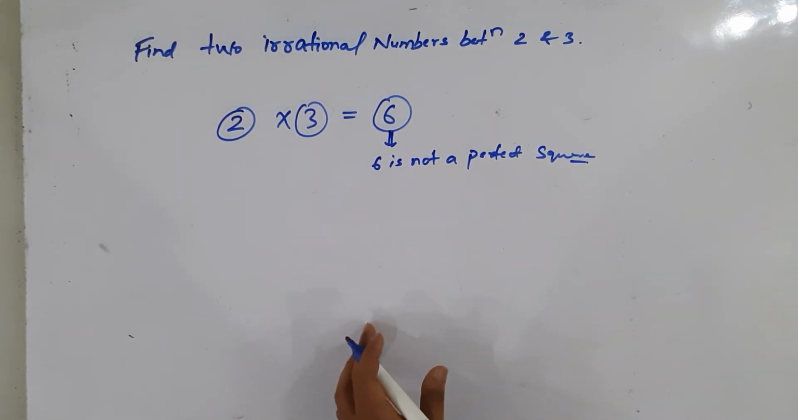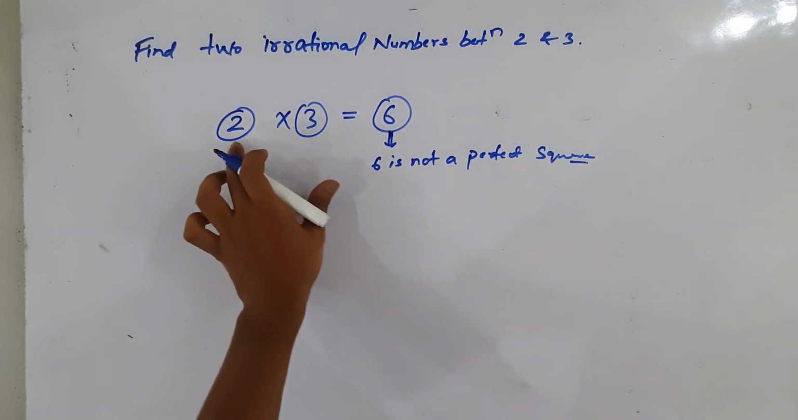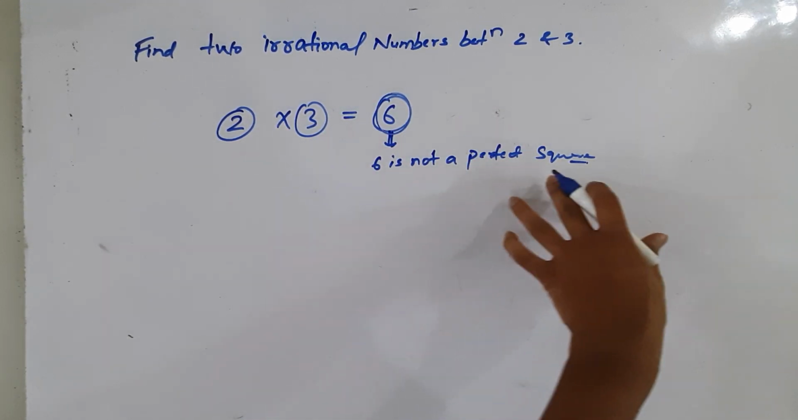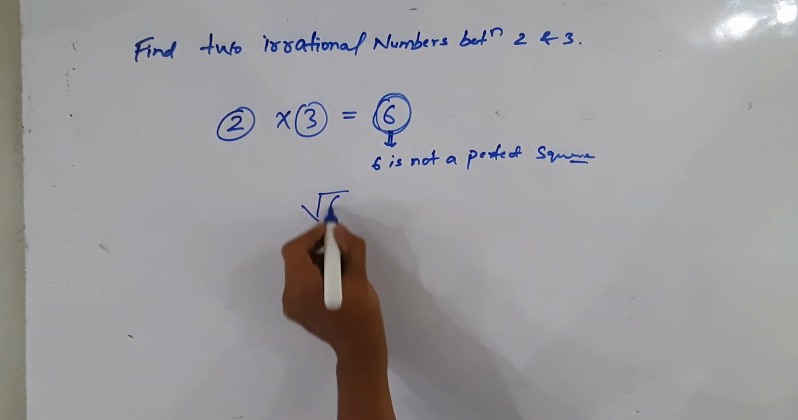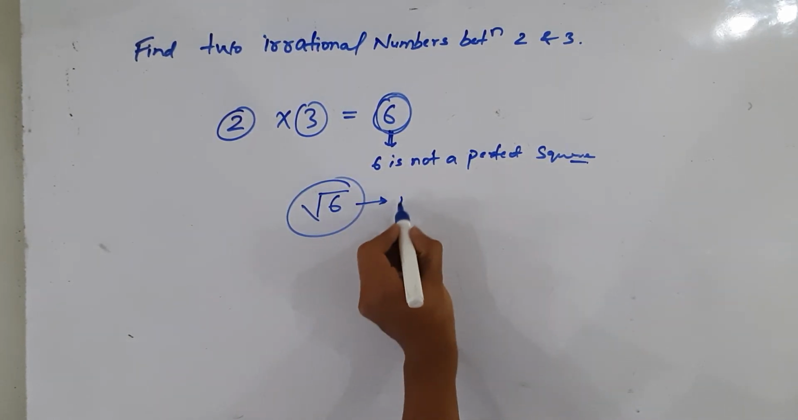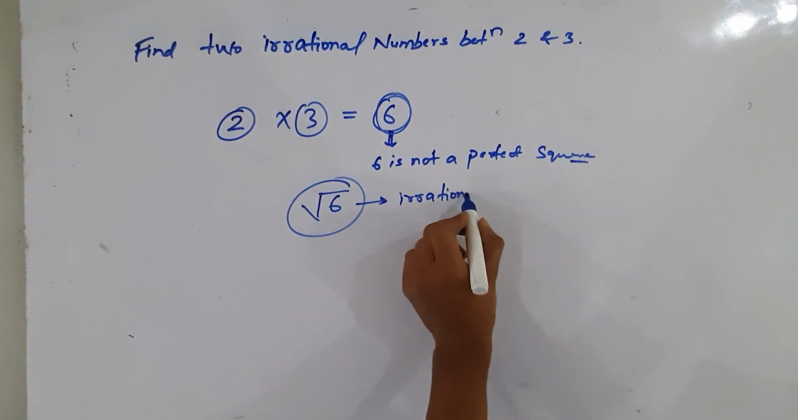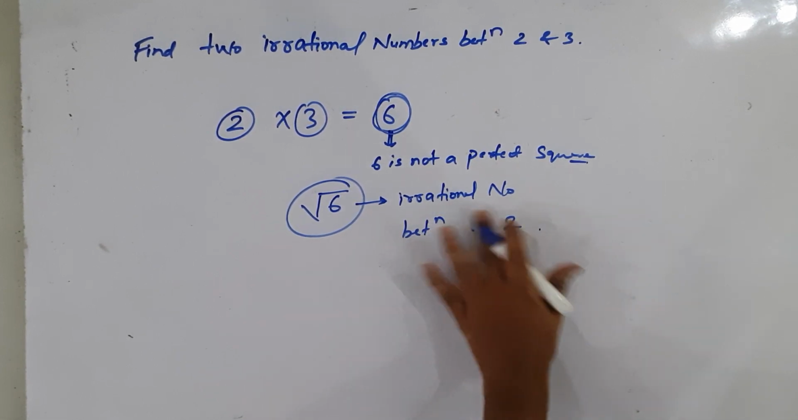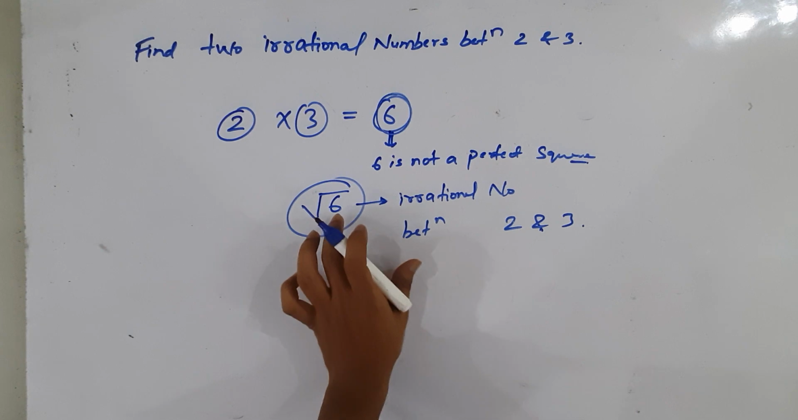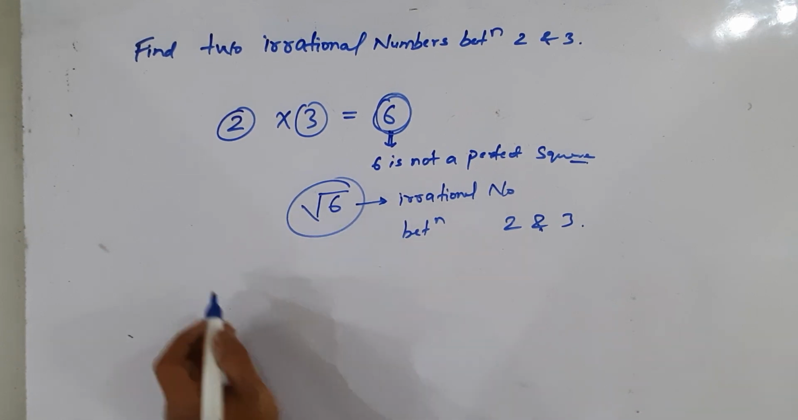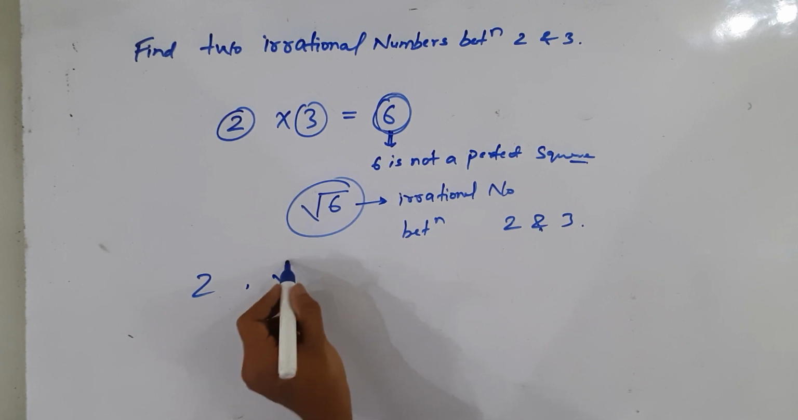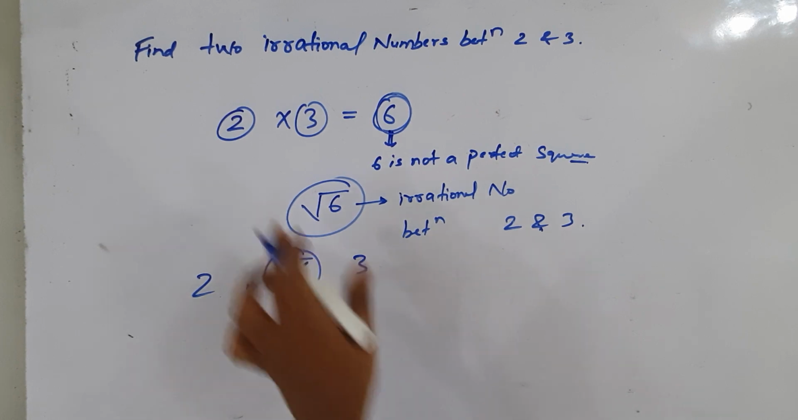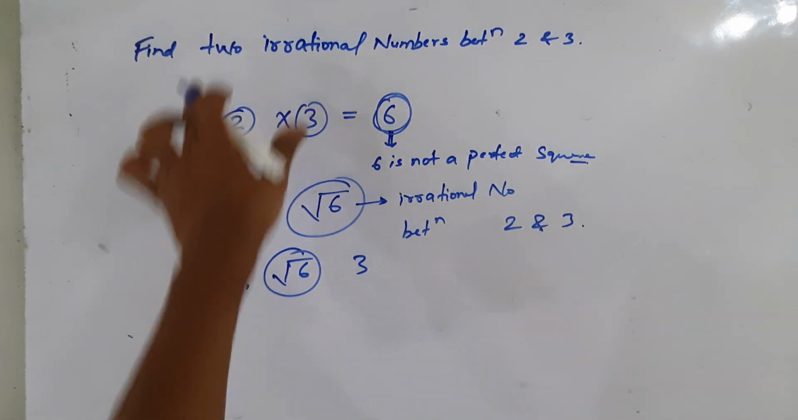So the method for insertion of an irrational number is we have to multiply both the given numbers, and if the result is a number which is not a perfect square, then the root of that number will be the irrational number between 2 and 3. So we got the first irrational number between 2 and 3. Now here it is asked for two irrational numbers, so only one is inserted.